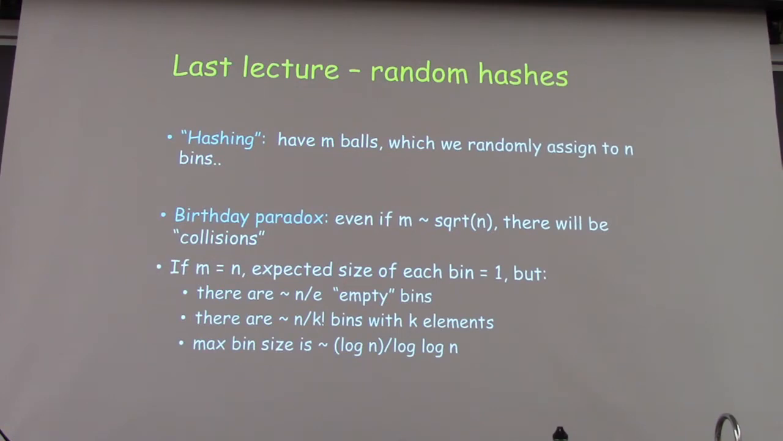In the sense, will there be two different balls that hashed to the same bin? And the answer we saw there was that this is extremely likely to happen. Even if m is much smaller than n, the number of balls you have is way smaller than n, it's only something like square root n, at least one collision is pretty likely to happen. So this is something we saw last time. And this was what is called the birthday paradox.